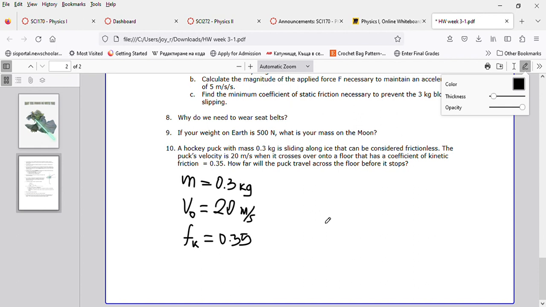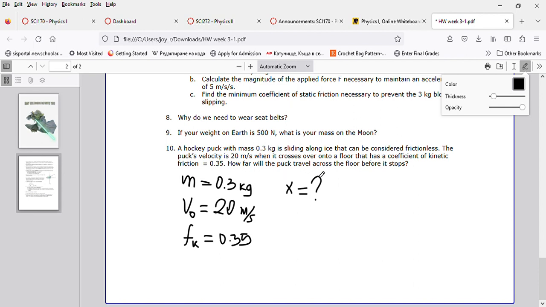Now we are asked how far will the puck go? So we're asking for displacement. And because you're on the x-axis, you can call it x, you can call it d. It's up to you again, but it has to be clear that that's what you're solving for. So I'm going to call it x.